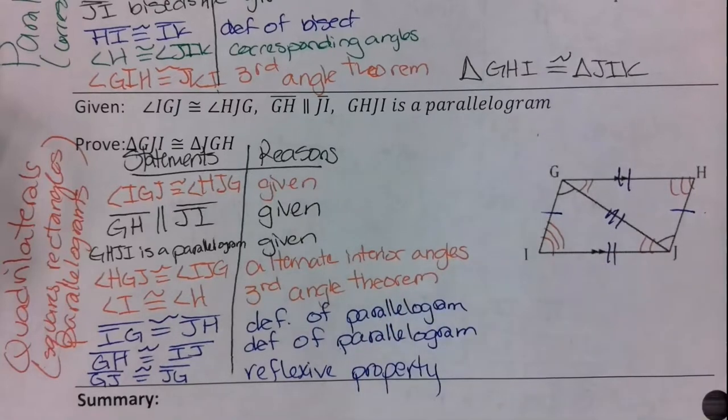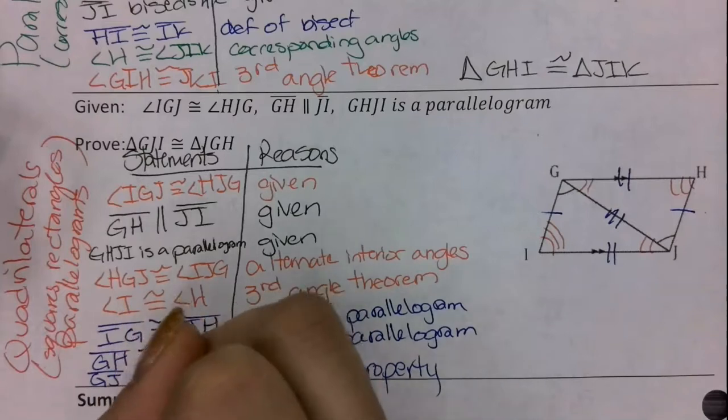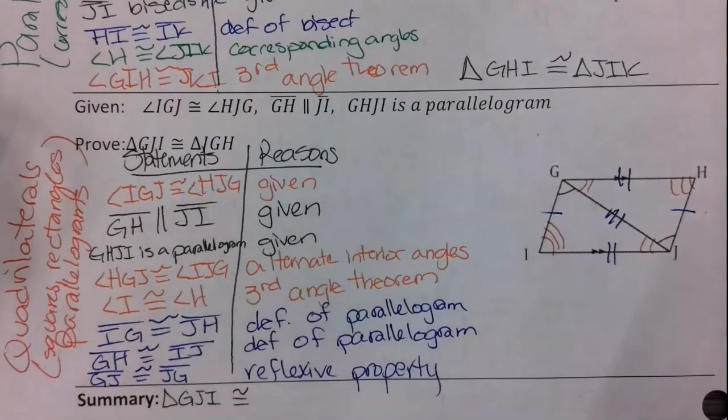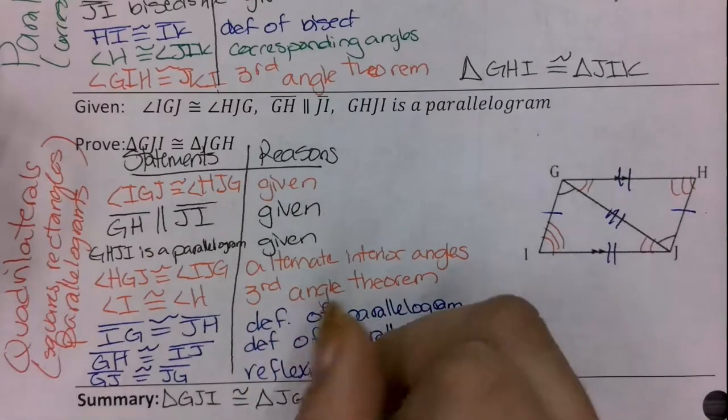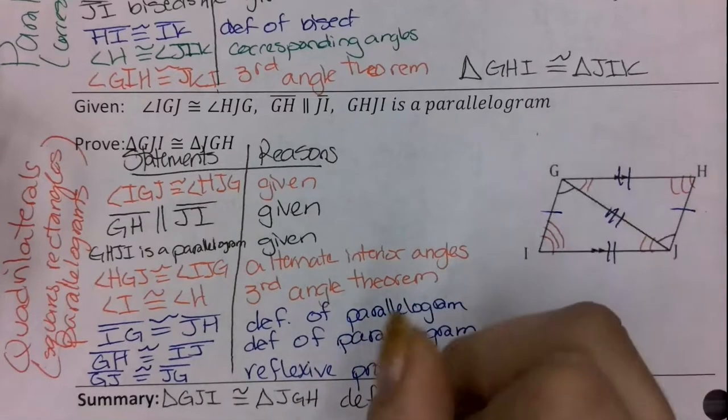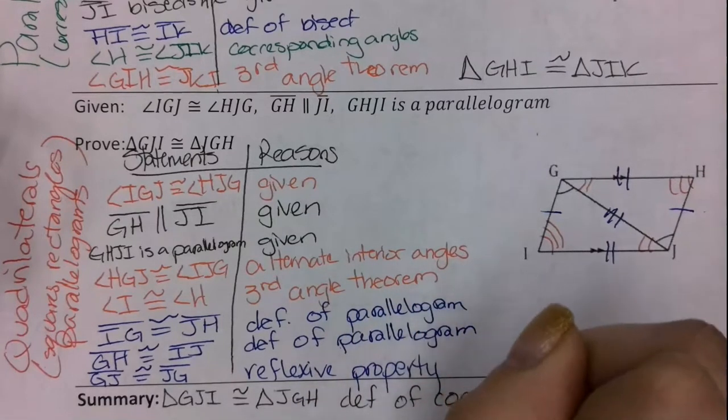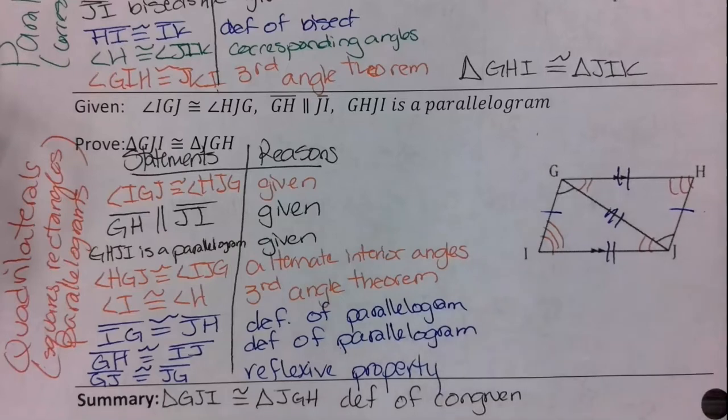Okay, so now that I have all my angles and sides labeled, I can say the triangle statement. So I have triangle GJI is congruent to triangle JGH, and this is by definition of congruent triangles. Reflexive with an X.